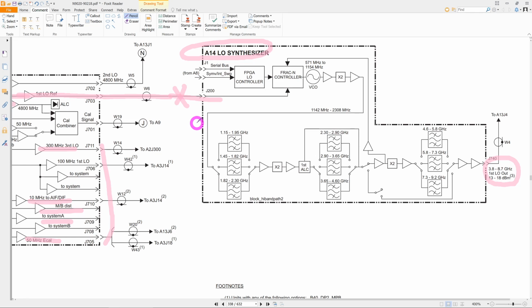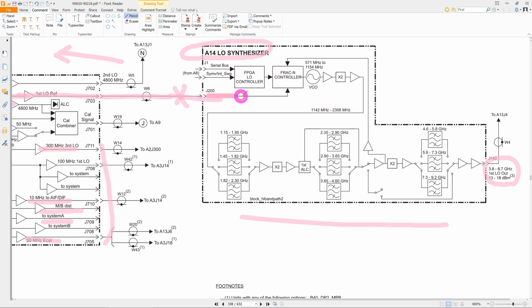If 4.8 gigahertz is not there, or if it's not exactly 4.8 gigahertz, then we know the problem is on this side, and therefore we can forget about the LO synthesizer. But if the 4.8 gigahertz signal is present, then the problem is going to be in the LO synthesizer board. And let's see what happens to that.